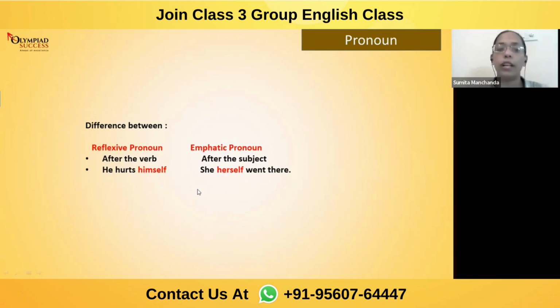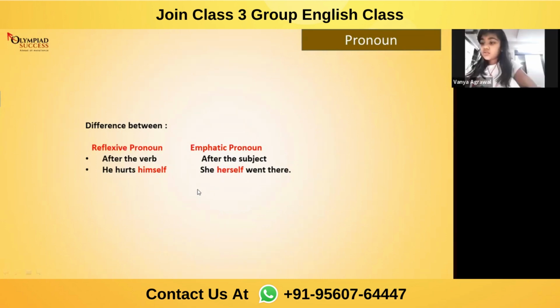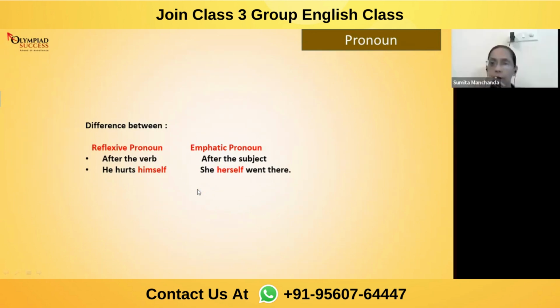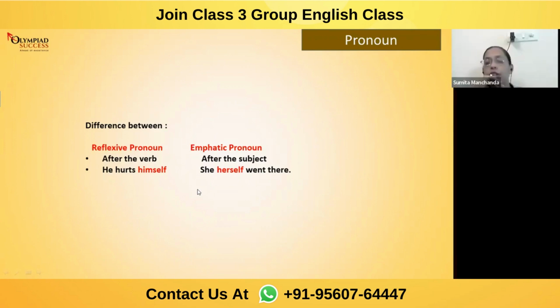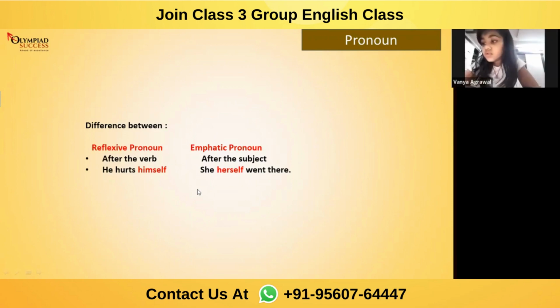Okay? Now, Vanya, he hurts himself. Now, he is what? He is a subject. Hurts is what? Verb. Himself is there then. First there is a subject, then there is a verb, and then there is a reflexive pronoun word, that is himself. Now look at the emphatic pronoun. She herself went there. So she is what? She is subject. Herself.